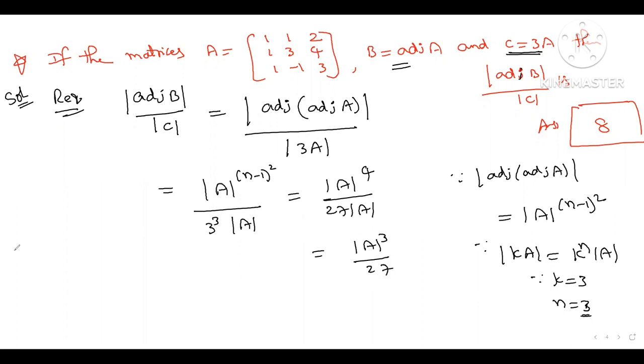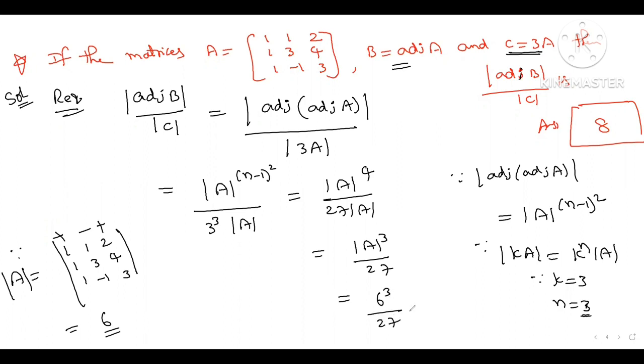First, from the statement matrix A is given, A is equal to 1, 1, 2, 1, 3, 4, 1, minus 1, 3. Now find out det of A. The det of A is equal to the det symbol. This is the plus minus plus. So after det simplification, we get det of A value 6. Here 6 cube by 27. 6 cube is nothing but 216 by 27. 27 8 times, 27 8 times gets cancelled. What is the answer? 8.